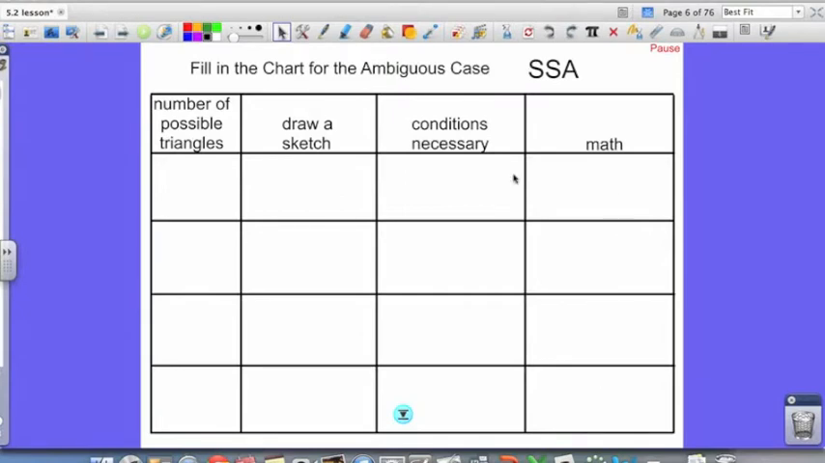So this is a great time. Hit pause. Yes, hit pause. Write this stuff down, fill in the chart, and then come back and you can continue with the video.